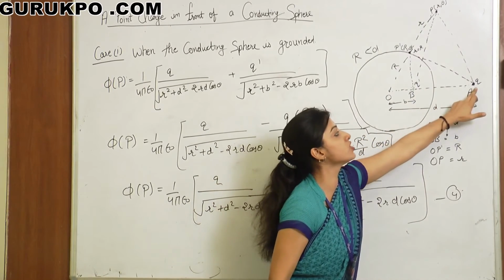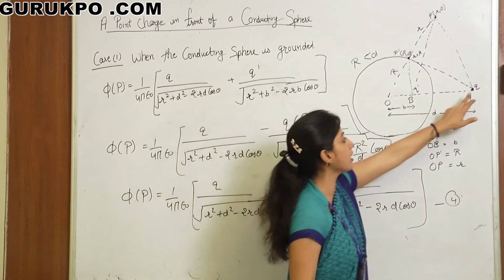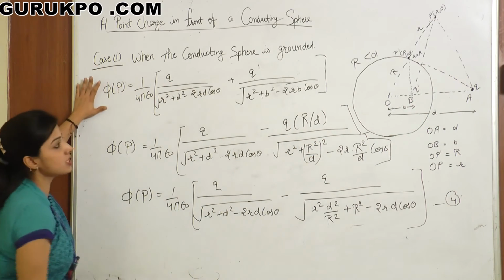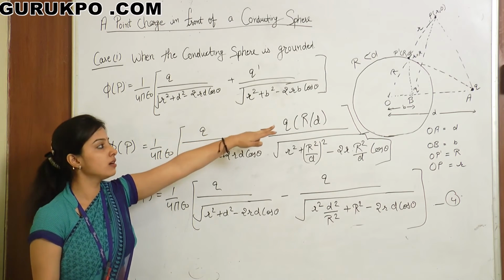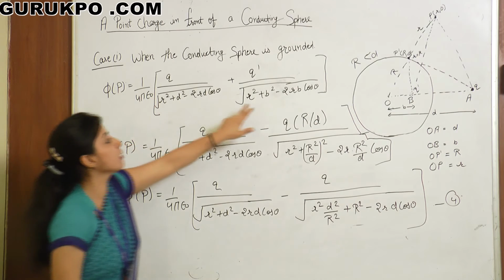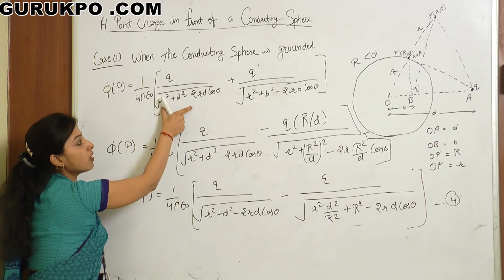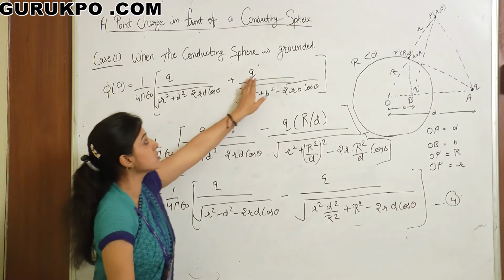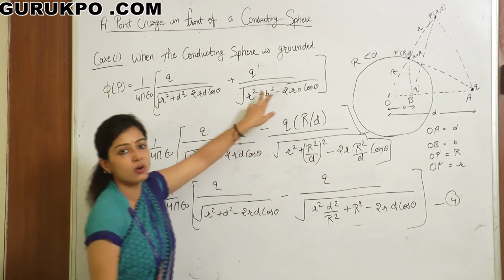Q' is the image charge of the real charge Q placed at the point A, and the image charge is placed at the point B. Therefore this potential is due to the real charge Q and Q', the image charge. Now after putting AP and BP values, we get 1/(4πε₀) into Q upon √(R² + D² − 2RD cos θ) plus Q' upon √(R² + B² − 2RB cos θ).